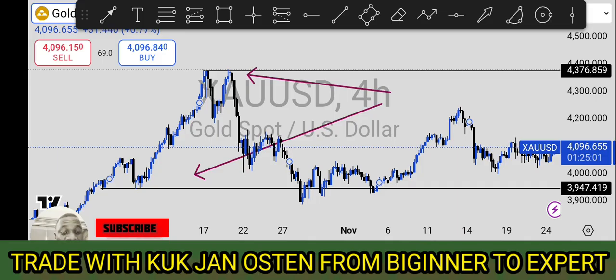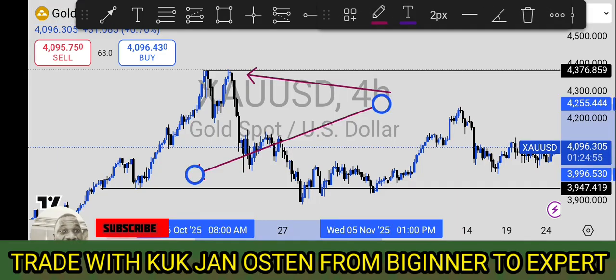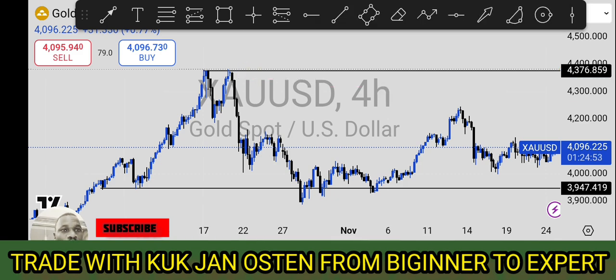At this point, after identifying liquidity, now we are going to identify the market structure. So what's the market structure doing? We are seeing that the market structure has already shifted. In ICT we must also look for the market structure shift. So what's the market structure shift?